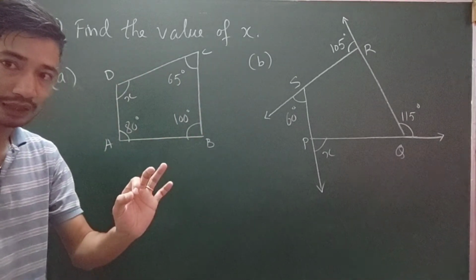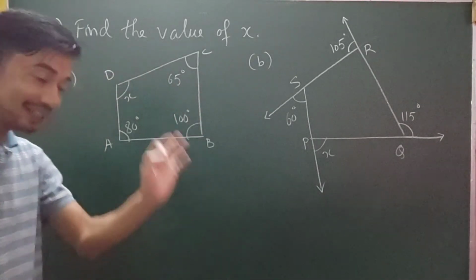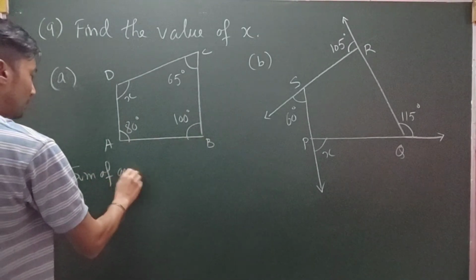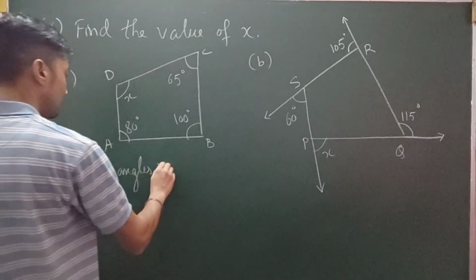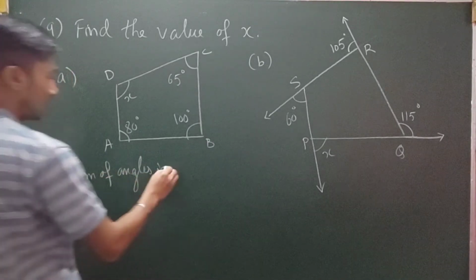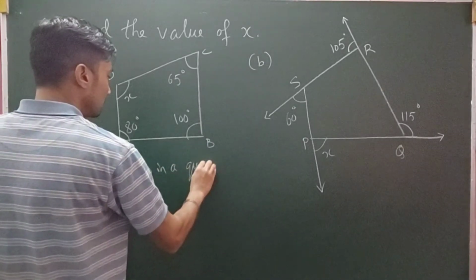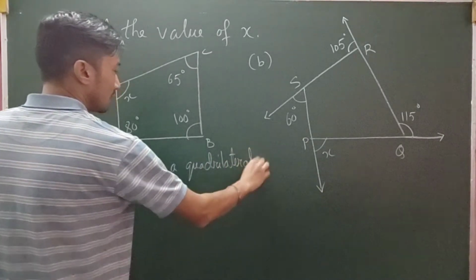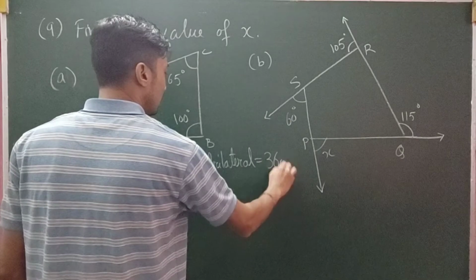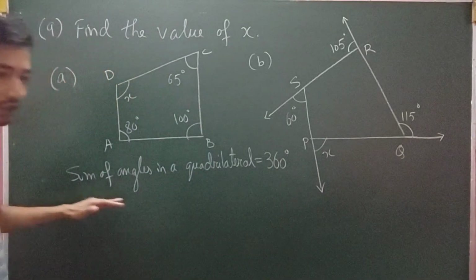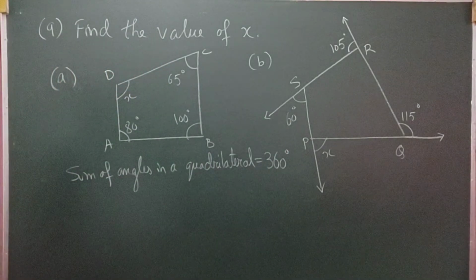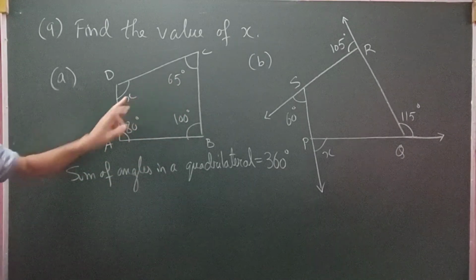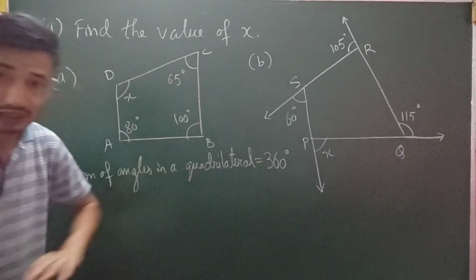Always remember one thing. I'll give you another formula. That is, sum of angles in a quadrilateral is always 360 degrees. This is a universal formula. No need to use any formulas for this. Sum of all the interior angles of a quadrilateral is always how much?